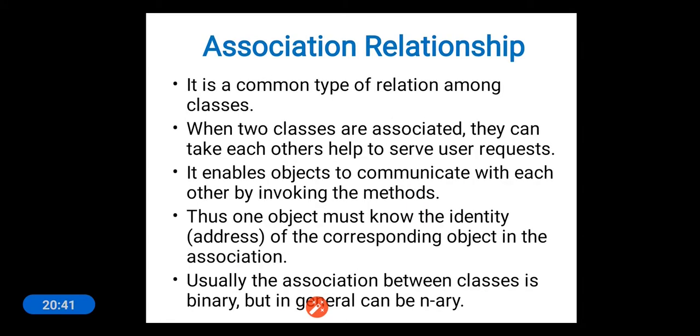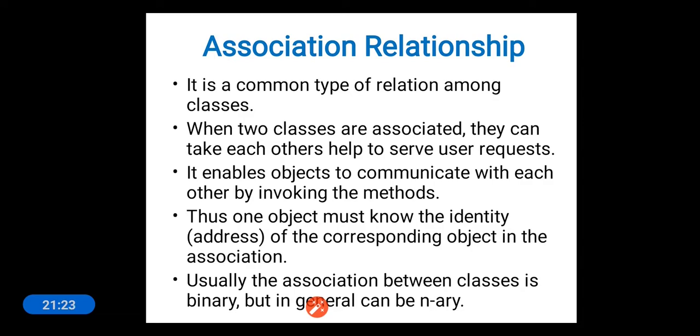Next relation is the association relation. It is a common type of relation that exists among various classes. When two classes are associated, they can take each other's help to serve users' requests. It enables the objects to communicate with each other by invoking methods. That means whenever any two classes are communicating just to share data or by invoking methods, then there exists an association relationship between them. Why? Because they need the services of the other class. Thus, one object must know the identity of the corresponding object in the association.